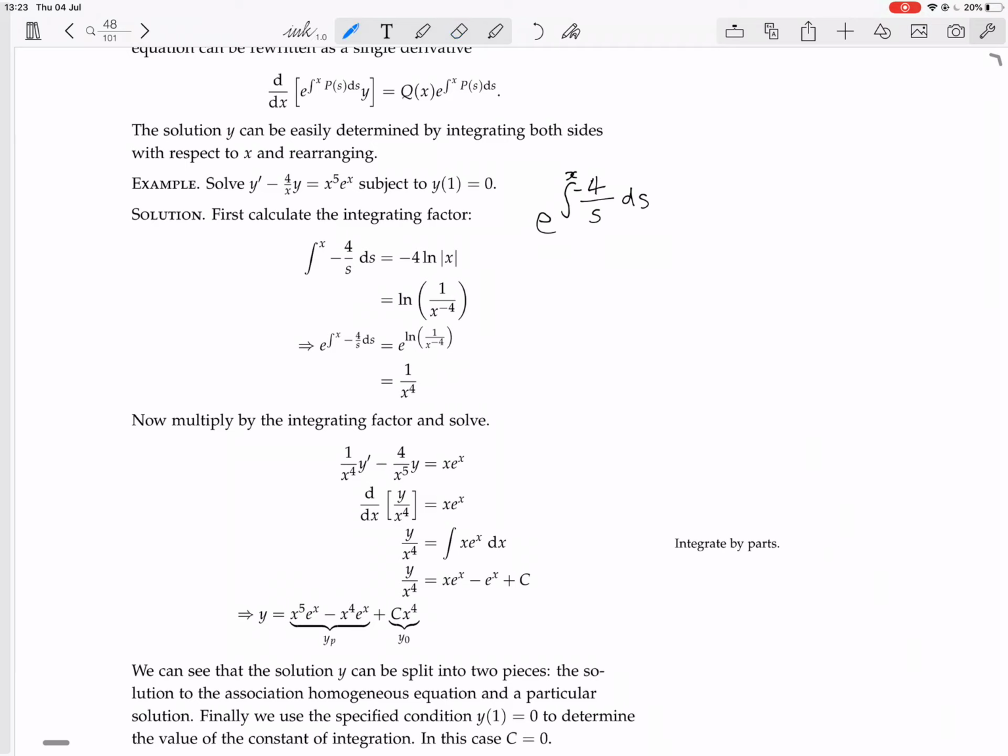I'm not sure why you changed it to 1 over x to the 4. E to the ln, that should be just 1 over x to the minus 4, right? Which of course equals x to the 4, surely. So the integrating factor is x to the 4. What's happened here?